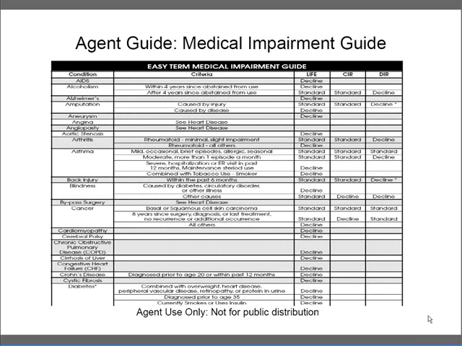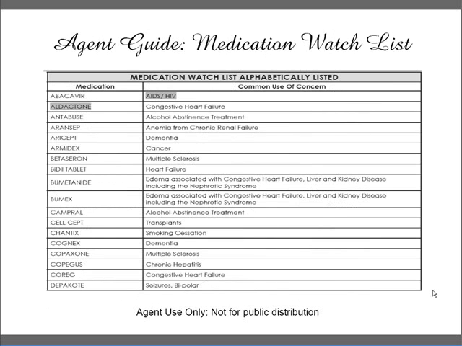In the agent guide, you will find a medical impairment guide that can be used whenever you have general questions as to whether or not they will take a specific disease. For example, if the person has Alzheimer's, it would be an automatic decline. Also in the agent guide, you'll find a medication watch list. For example, if the person is on Aricept, it's because they have dementia and they will be declined.